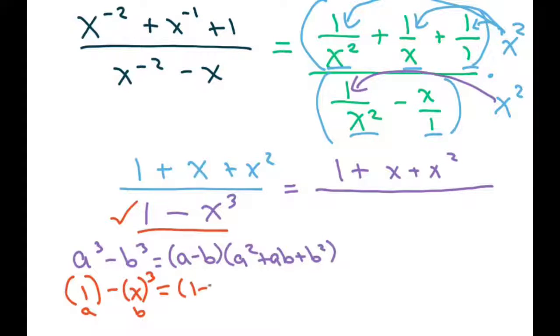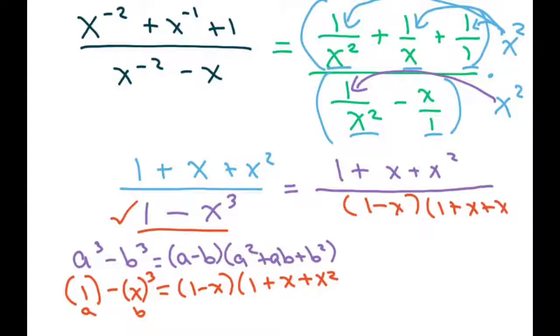So I have 1 minus x times 1 squared is 1 plus x, and my b is x, so squared. So let's write that in. You have 1 minus x times 1 plus x plus x squared. All right? And then what we can do is cancel these two out. So our final answer is 1 divided by 1 minus x.